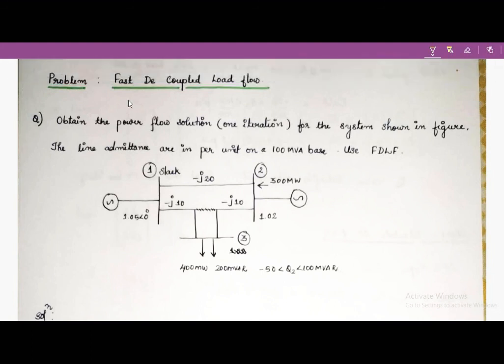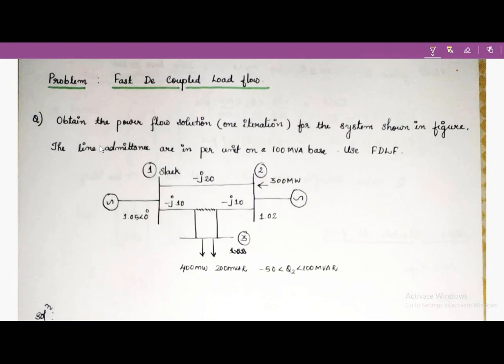Now, before proceeding, let's recollect what was fast decoupled. In the fast decoupled, if you remember, our Jacobian matrix was quite simple, and the Jacobian matrix included mainly two susceptance elements, and the other two elements, that is J2 and J3, were equal to 0. So in this fast decoupled load flow method, otherwise called FDLF, we will be calculating only the elements J1 and J4.